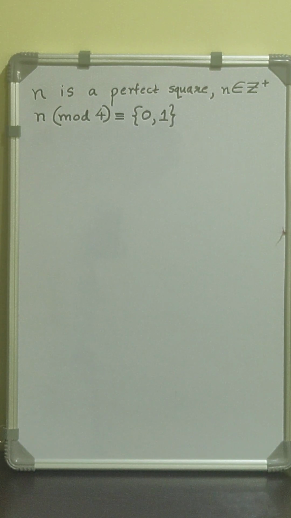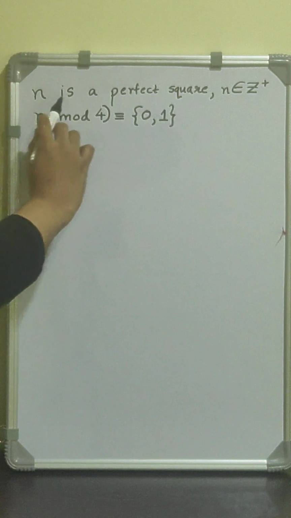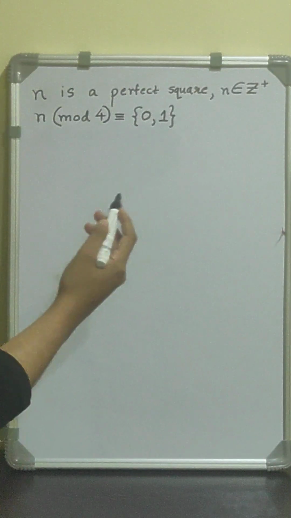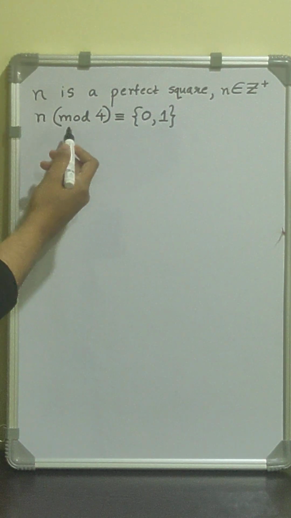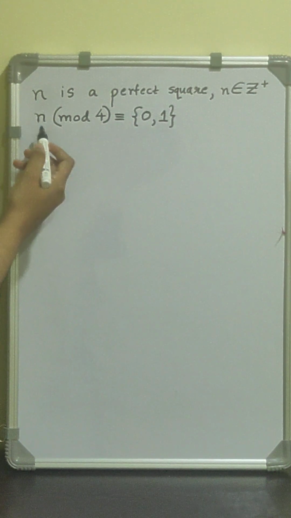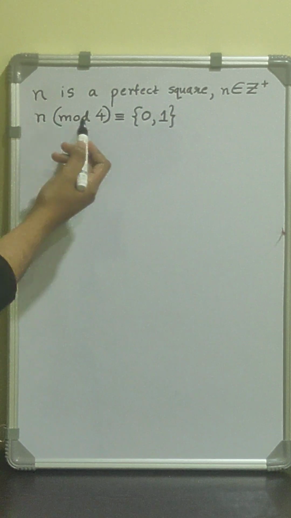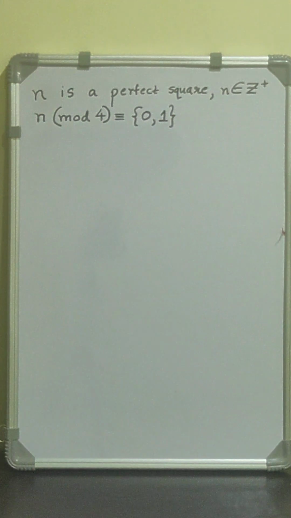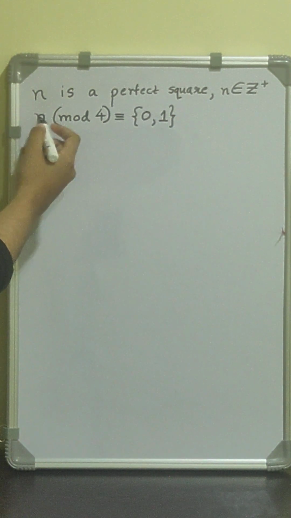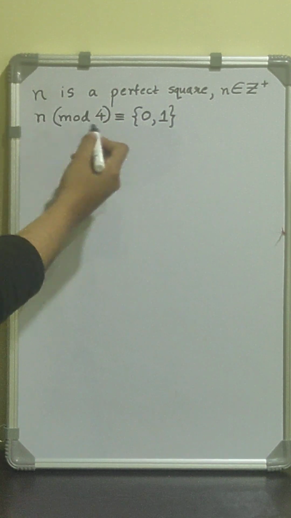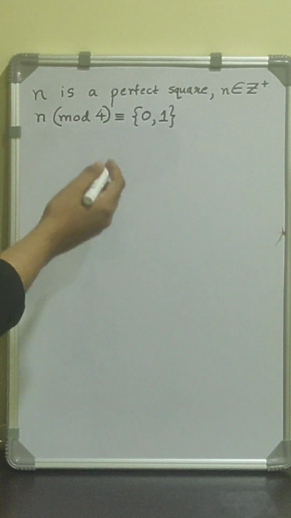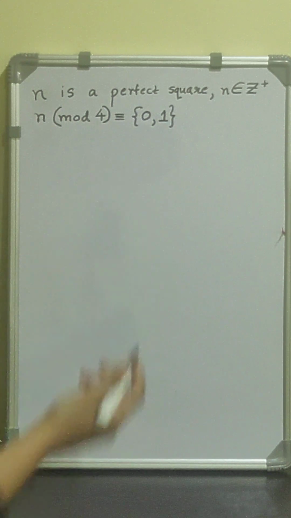Today we are going to see that if n is a perfect square of a positive integer, then n mod 4, that is the remainder of n when divided by 4, will be either 0 or 1. So in one way we can say that n is kind of stationary with respect to 4. Now this is a property, a small observation from number theory.